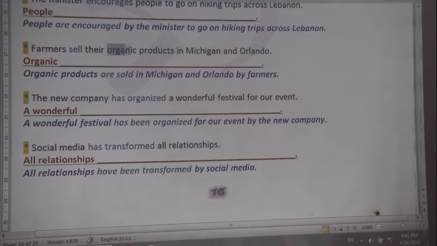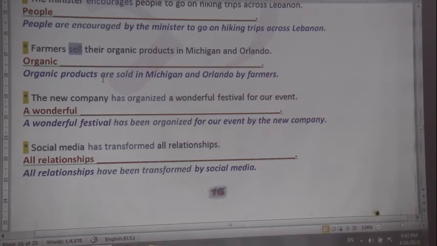So organic is the adjective. Again, farmers sell their organic products. So we have an adjective and we have a noun, and we need first of all to start with the noun. Here they gave me only the adjective organic, so I need to write the object, and in this case it is products. So, organic products, and after that I can think about the form of the verb in the active, and here it is sell in the present simple.